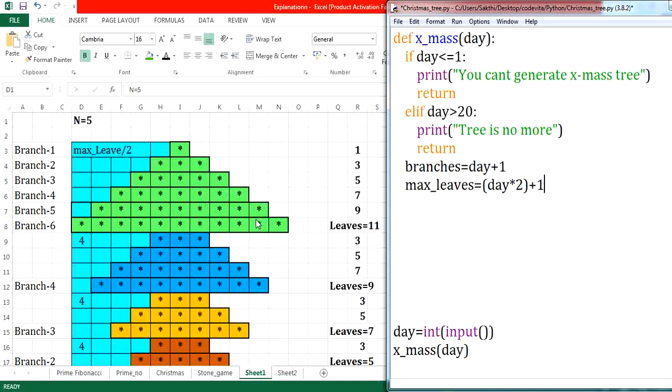After this, what are we supposed to consider? We are supposed to consider how to draw this part 1. What is this part 1? It is nothing but a triangle. So when you are drawing this triangle, we are concerned about the number of rows and number of columns.